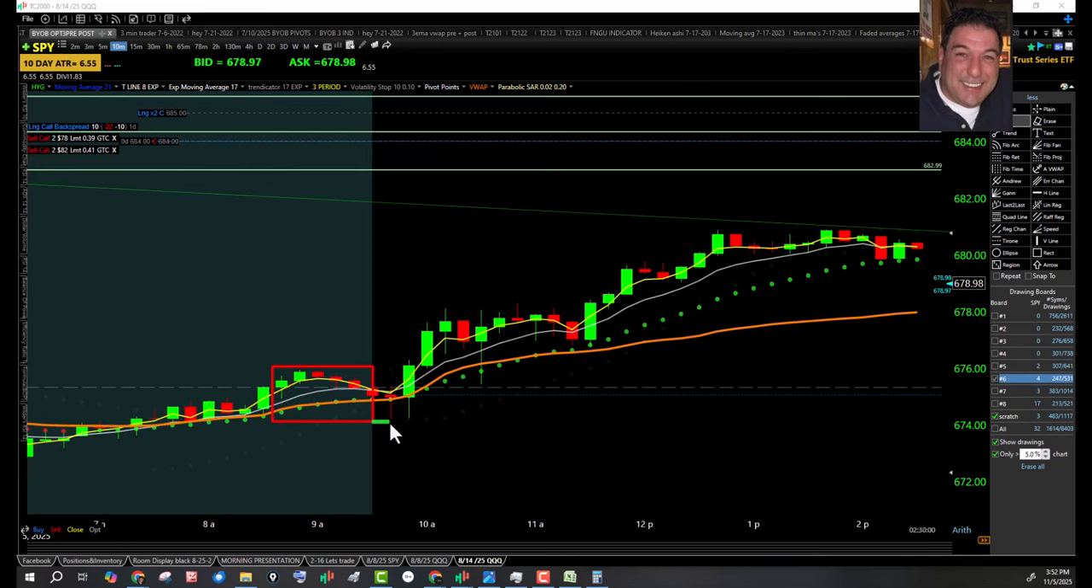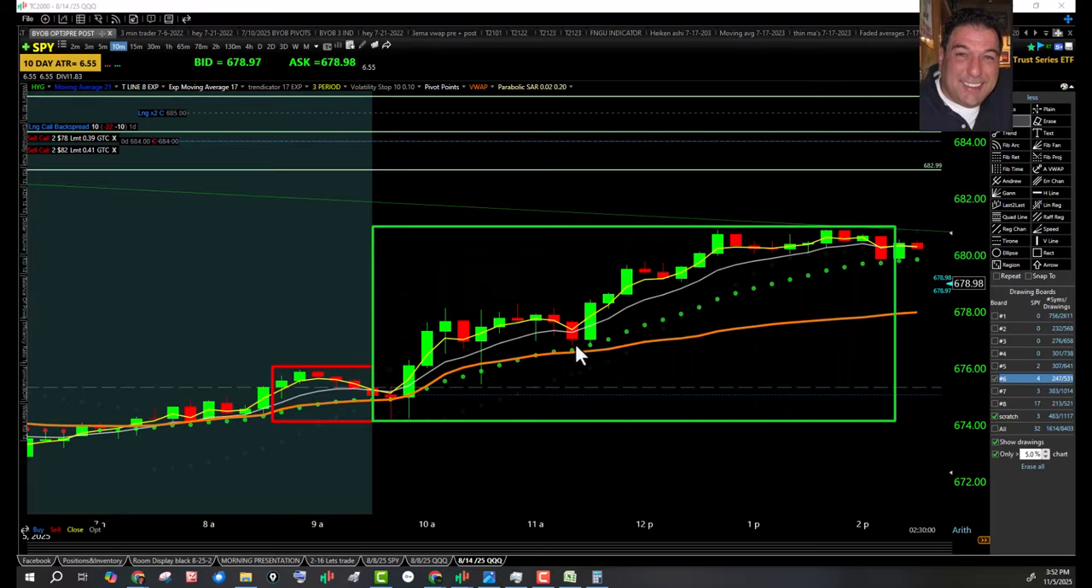All right, so then it really just surpasses it. So where do I enter? When the green erases the red right there. Okay, so see where green erases the red? I take my arrow right there. That's where I'm going to enter, right on that candle right there. So there's a 10-minute uptrend resuming.